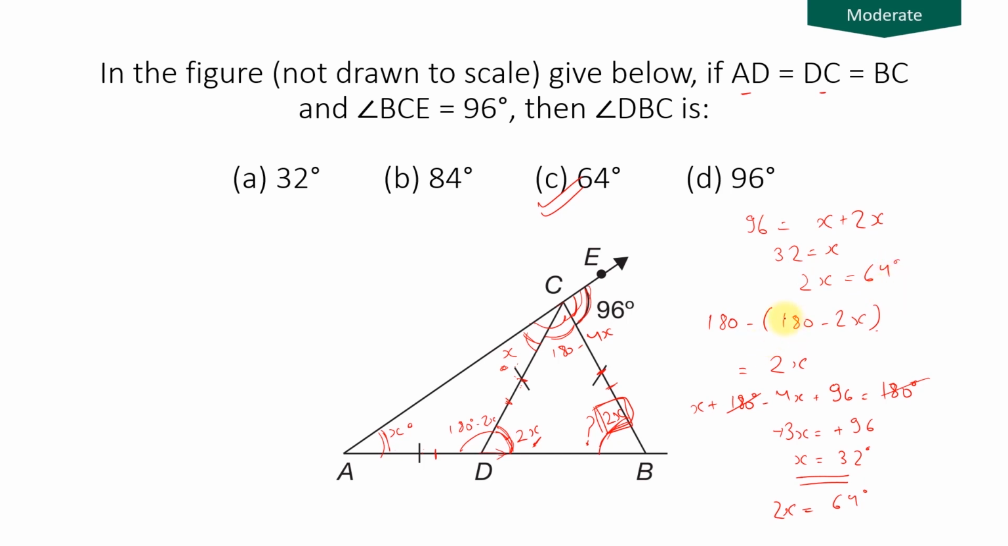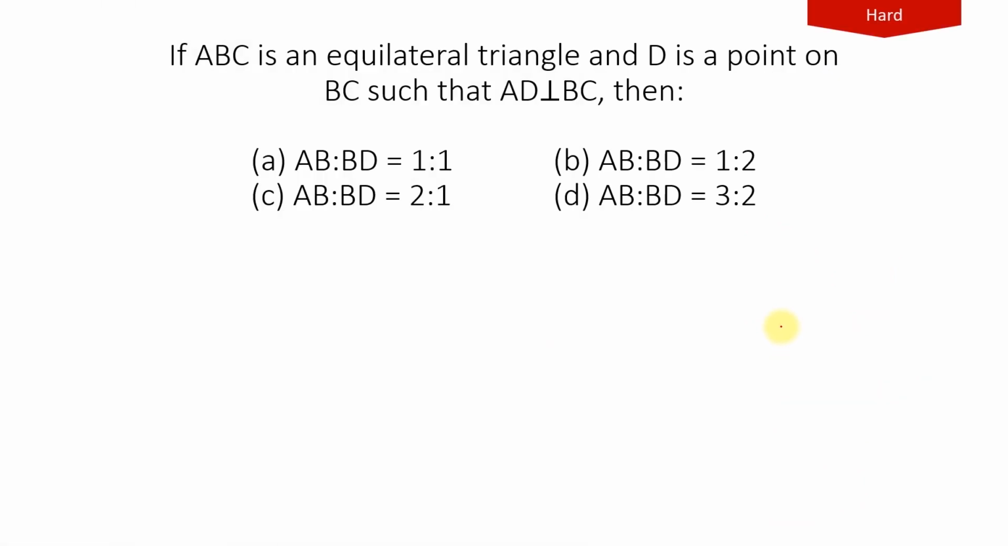So you can solve this question in both the ways. You can save a few seconds if you remember that an exterior angle is equal to the sum of the interior angles. Now it is given that ABC is an equilateral triangle and D is a point on BC. So on BC we have D and AD is perpendicular to BC.